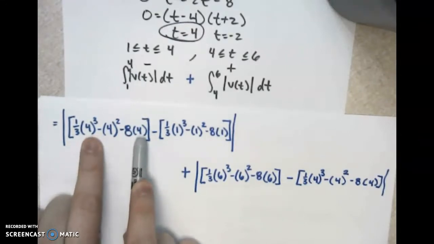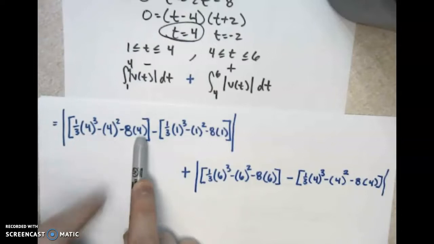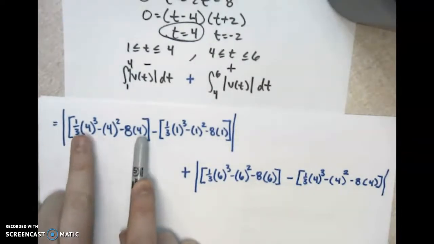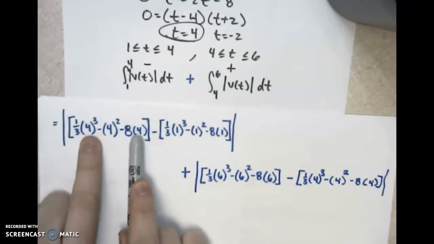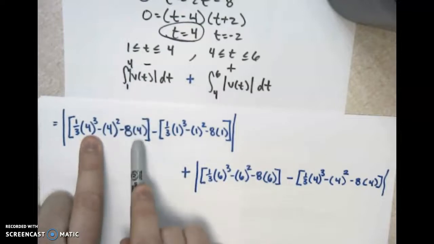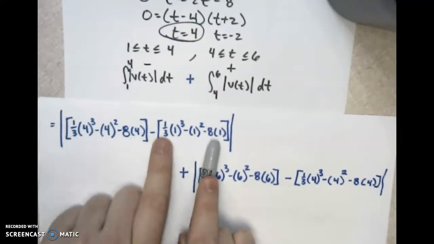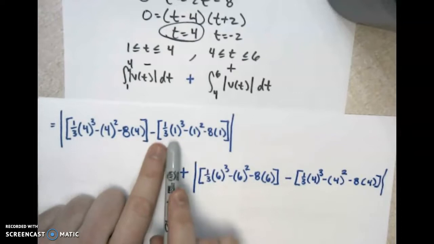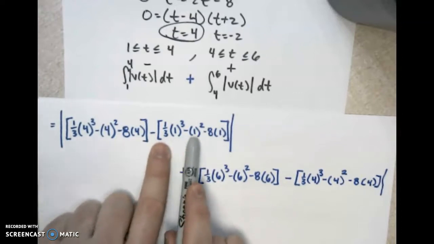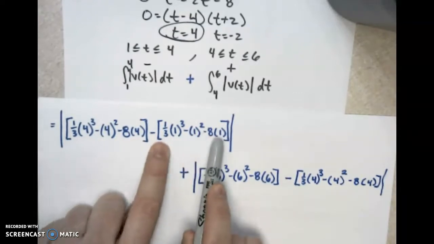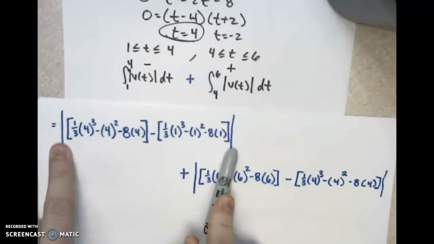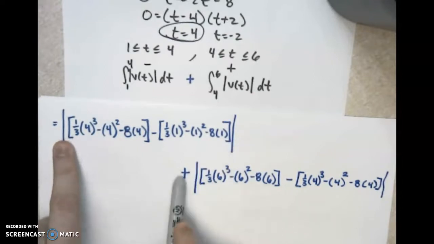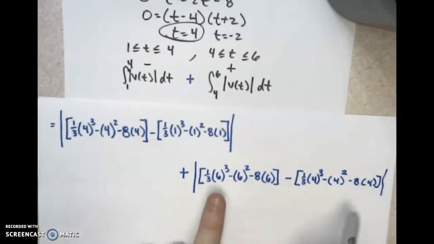So that's why I've got my position function was 1/3 t cubed minus t squared minus 8t. So you're seeing 1/3 4 cubed minus 4 squared minus 8 times 4, because that's the top number on your integration sign, minus you take the position function and plug in 1. So you've got 1/3 times 1 cubed minus 1 squared minus 8 times 1. Whatever that value is, you're going to take absolute value of it because you want it to be a positive distance. Then you're going to add the distance from 6 to 4 seconds.